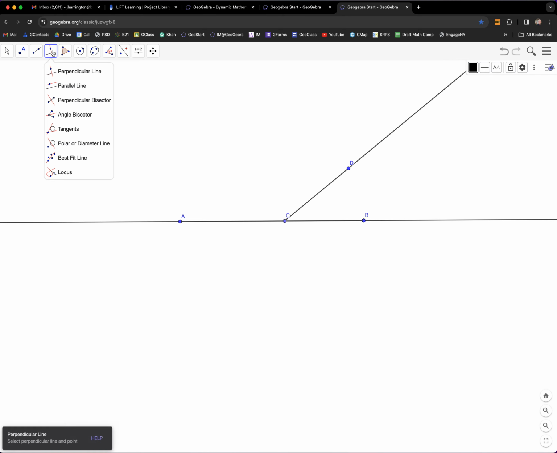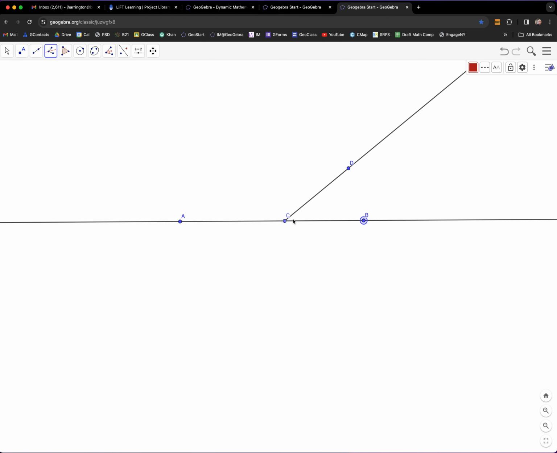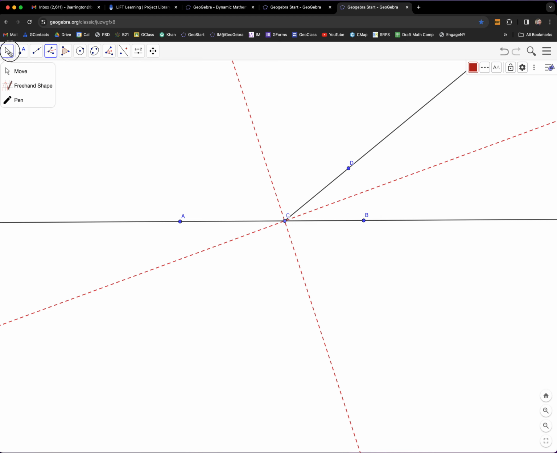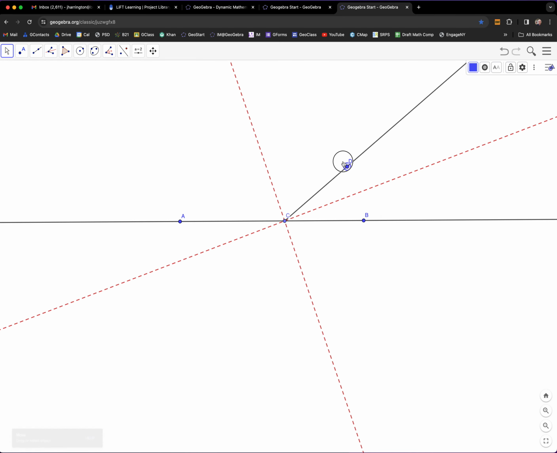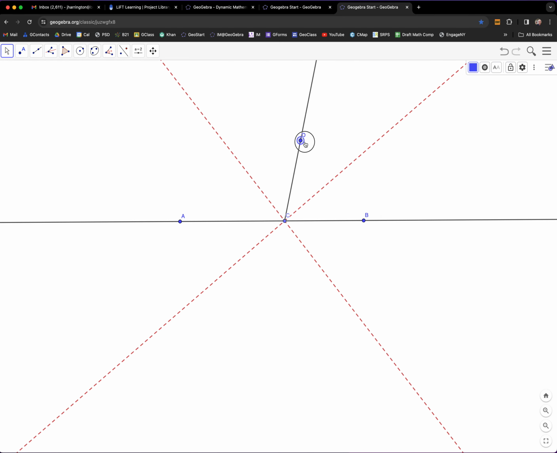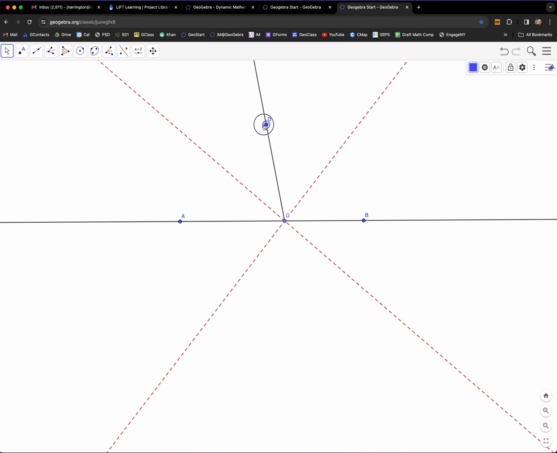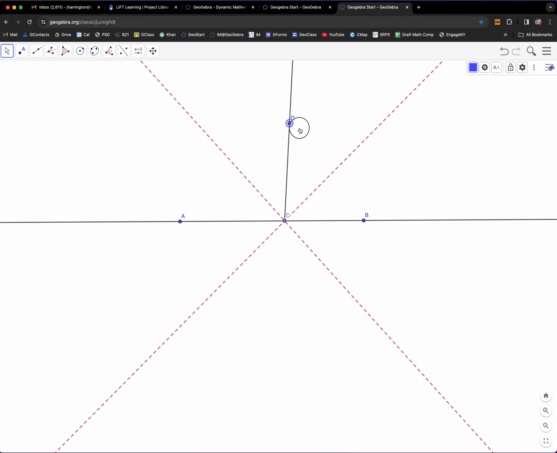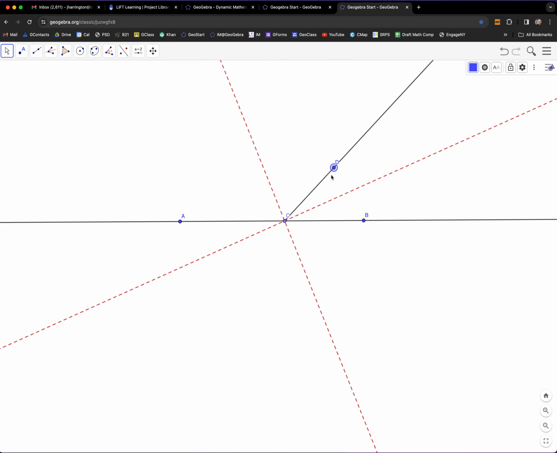Now we want an angle bisector. I'm going to make this dotted and put it in red. Okay, so here is my angle bisector. I'm going to split this angle in half. And I also want to split this angle in half. There we go. So you can see that as I move this, our angle bisectors don't seem to move that much. They don't change. It's still the same angle.